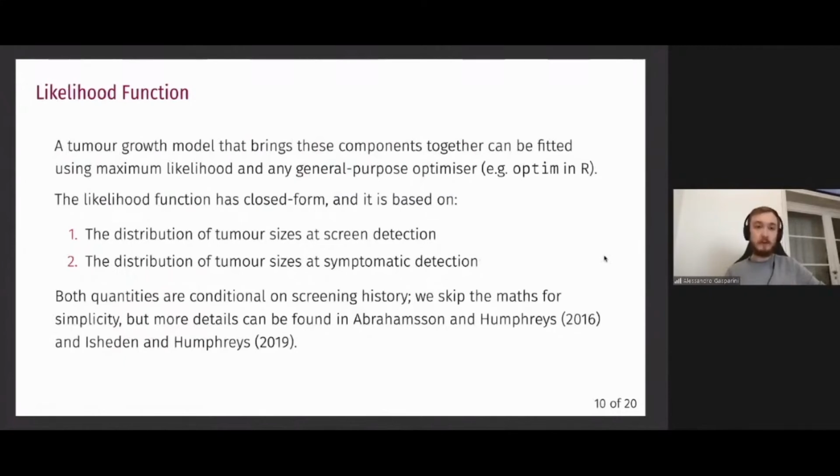Once we define these models, we can formulate a likelihood function, and we can fit a model that brings all these components together using maximum likelihood and any general purpose optimizer, such as the optim function in R. This likelihood function has a closed form and is based on the distribution of tumor sizes at screen detection and the distribution of tumor sizes at symptomatic detection. Both quantities are conditional on screening history and rely on a variety of assumptions and approximations. However, we skip the maths for simplicity, as it would take a long time to actually go through it. But you can find more details in the paper by previous PhD students in the group, Linda Abrahamson and Gabriel Seddon.